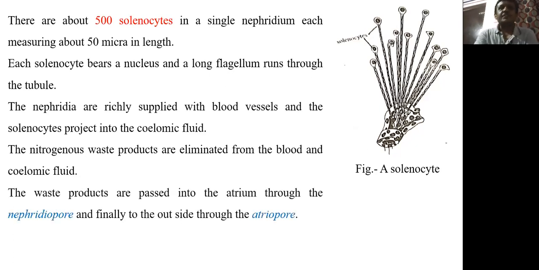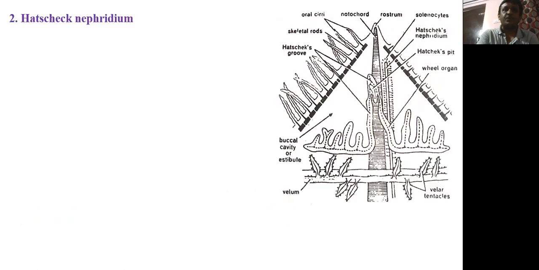The waste products are passed into the atrium through the nephridiopore, because the nephridiopore opens into the atrium. So whatever waste is collected by the solenocyte and inside the nephridium is poured through the nephridiopore into the atrium, and finally the atrium, which surrounds the pharynx, collects this nitrogenous waste and also the water which comes through the buccal cavity. So all such waste along with water is then eliminated out through the atriopore.